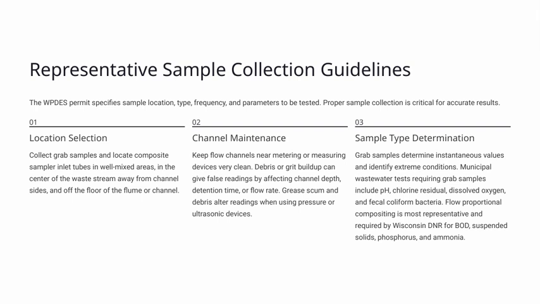Finally, selecting the right sample type depends on what you're testing. Grab samples are great for capturing instantaneous values and identifying extreme conditions, things like pH, chlorine residual, dissolved oxygen, and fecal coliform bacteria. However, for parameters like BOD, suspended solids, phosphorus, and ammonia, flow proportional compositing provides the most representative data. It's also what's required by Wisconsin DNR for these tests. By following these guidelines, we help ensure our sampling is accurate, representative, and compliant with permit requirements, which is essential for effective water quality management.